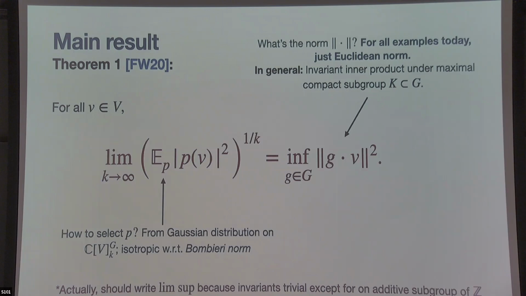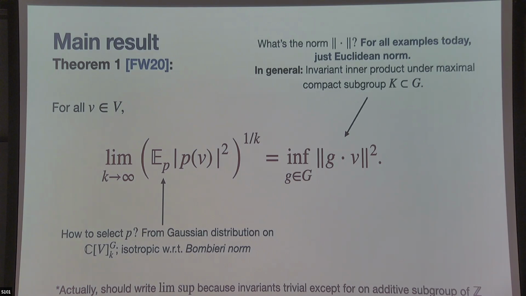There's something I should mention: technically we need to write lim sup here because there's some k where there's no invariance. Like in that scaling example, they all had even degree. But that's the only problem. You can always just assume that something divides K, and then you'll get a limit.